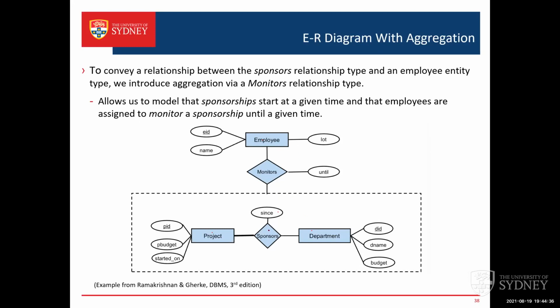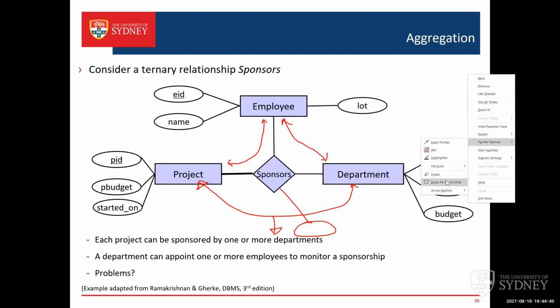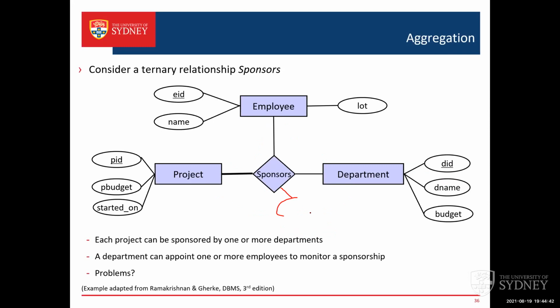Hopefully that is making sense. If I put until in here, I'm drawing a lot of things, sorry about that. If I put an attribute, let's say until, in here, then what does it represent? It might represent the relationship between employee and department, that this employee is in this department until this period, right? But that is not what our intention was.